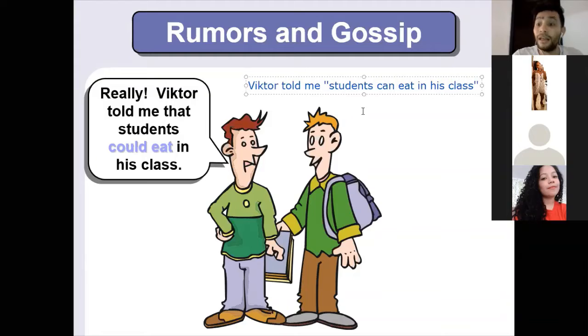Lo dijo literalmente. Como la persona lo dijo, es decir, que si la persona estaba llorando, un ejemplo, yo soy Víctor, y Víctor en ese momento estaba llorando. The students can eat in his class. Y luego ustedes hacen algo como esto, siguiendo lo que dijo Víctor de la misma manera en ese momento, entonces esto se leería de la siguiente manera. Victor told me, students can eat in his class. I mean, I have to do it literally the same, right? Por eso, esto es un direct speech o un quoted speech.